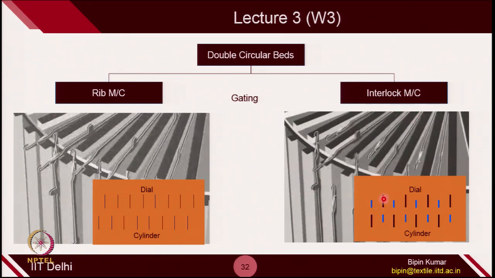In interlock machines in general, you have both long butt and short butt needles. So, in interlock machines, when short butt needles are active, then long butt needles are resting, and when long butt needles are active, then short butt needles are resting at that particular location. So, this is how these technologies are defined in circular beds.